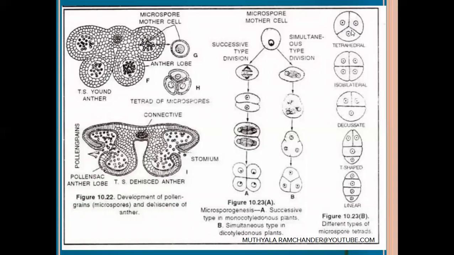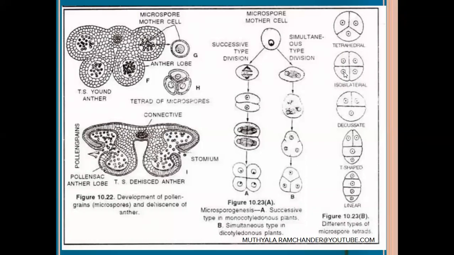Here three pollen grains are visible from this direction. Another pollen grain is also present outside, on the back side of these three pollen grains. In total, four pollen grains are present in a ball or spheroidal-like structure. This arrangement of pollen grains is called tetrahedral microspores. And the second type is isobilateral.